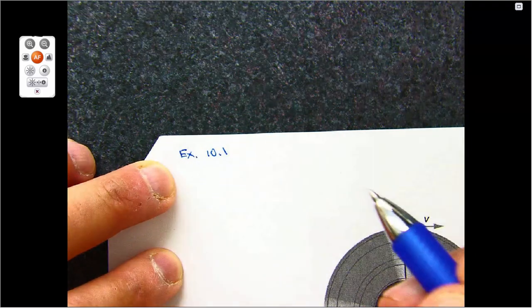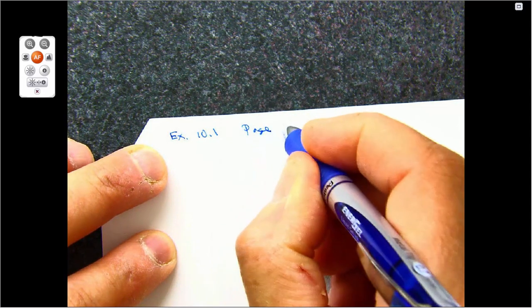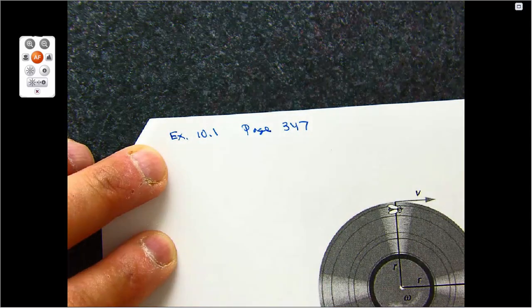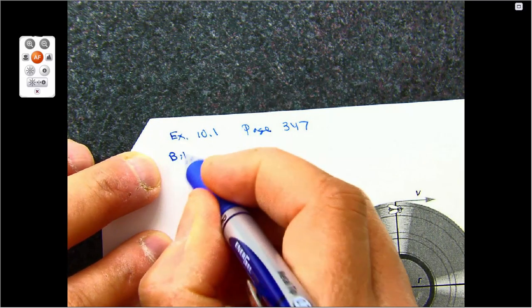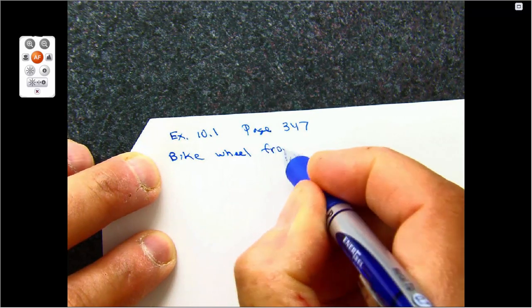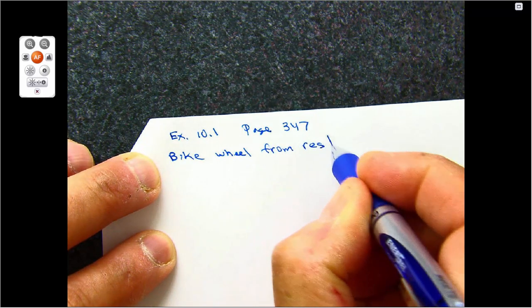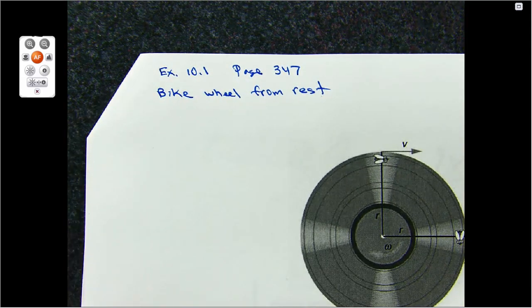So this will be example 10.1, 347. Here's essentially the problem. We got a bike wheel from rest. Now, I got to ask this question, because it describes it like this.